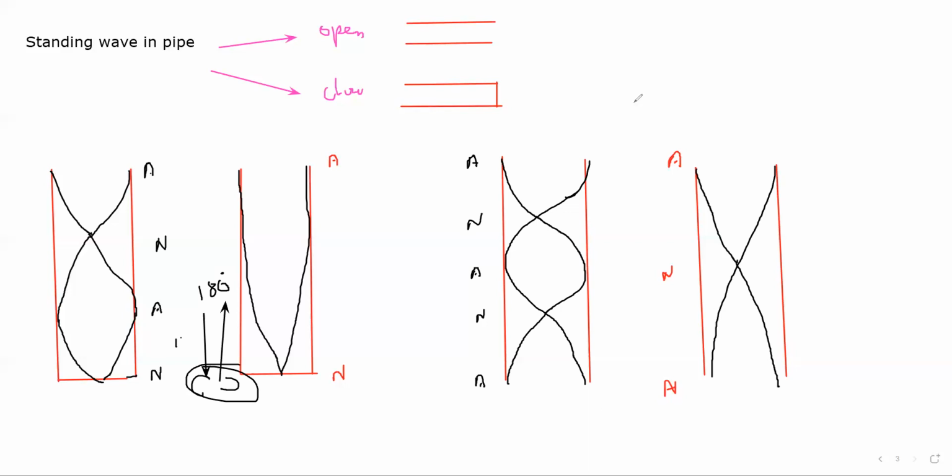So basically, what is a standing wave? The wave which is produced by the combination of two progressive waves is called a standing wave.